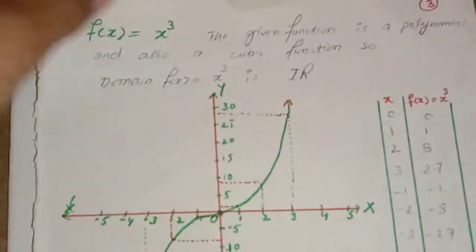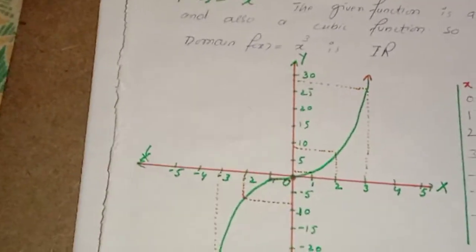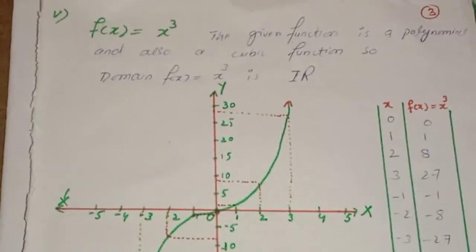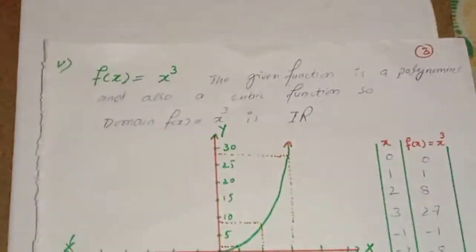Number fourth, it is a cubic function. The given function is a polynomial of degree 3, as we know. The domain of this function is all real numbers, and the range will also be all real numbers, because it will give us positive as well as negative numbers.